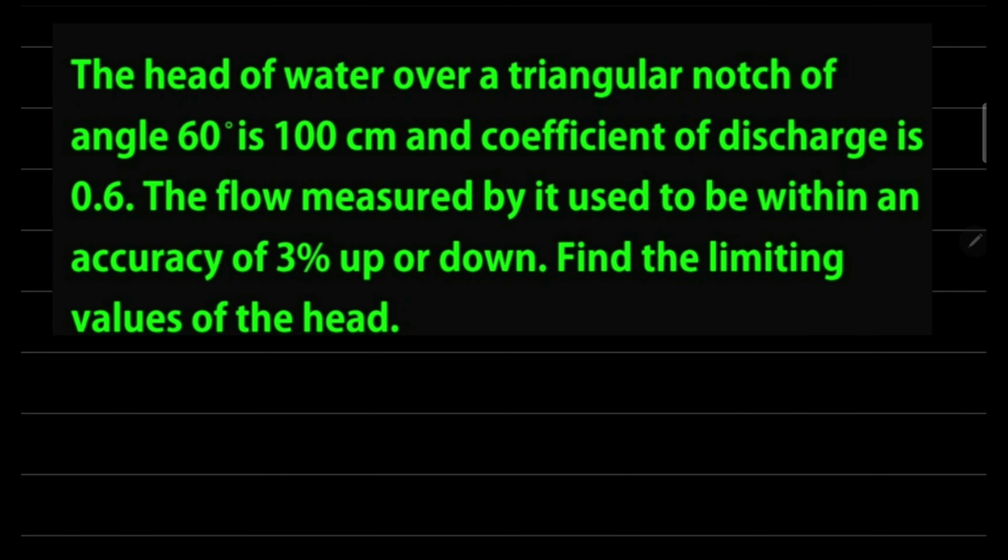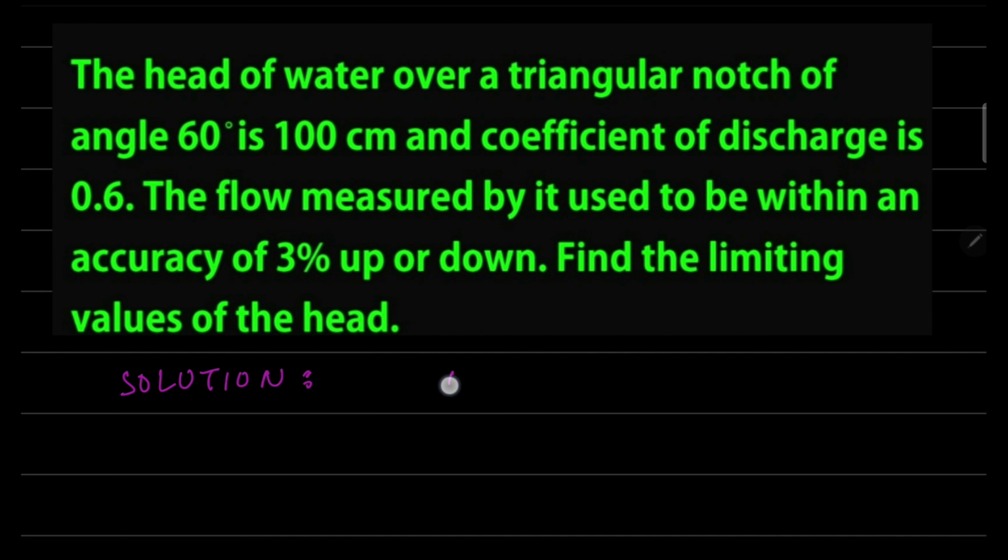So let's take an interesting problem related to the error in the discharge due to the measurement of a wrong value of the head. The problem says that the head of the water over a triangular notch of angle 60 degree is 100 centimeter and the coefficient of discharge is 0.6. The flow measured by it used to be within an accuracy of 3% up or down, that means 3% plus or minus. So find the limiting values of the head. Let's go for the solution of this particular problem.